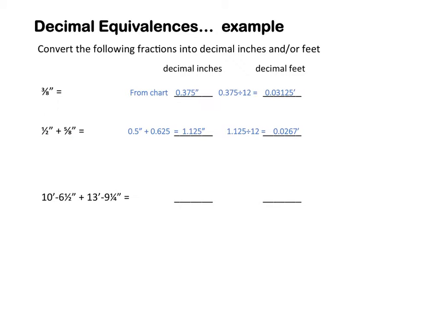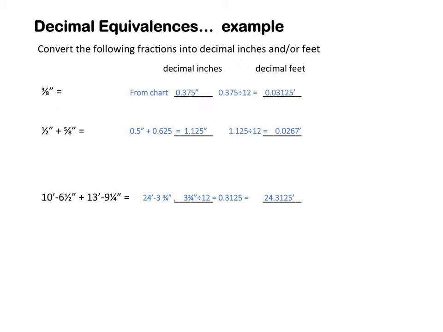Next we have 1/2 inch plus 5/8 inch. 1/2 inch in decimal inches is 0.5 plus 0.625, all from the chart, gives you 1.125 inches in decimal inches. So take the 1.125 decimal inches, divide it by 12, and you would get 0.0267 decimal feet.